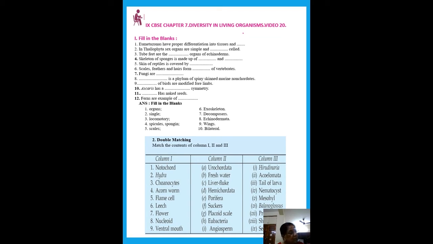Then flower is angiosperm. Flower is angiosperm, seed bearing. Then nucleoid, the eighth one, is nucleoid with the eubacteria and prokaryote. Nucleoid, eubacteria, prokaryote. Okay. Then ventral mouth, placoid scale.